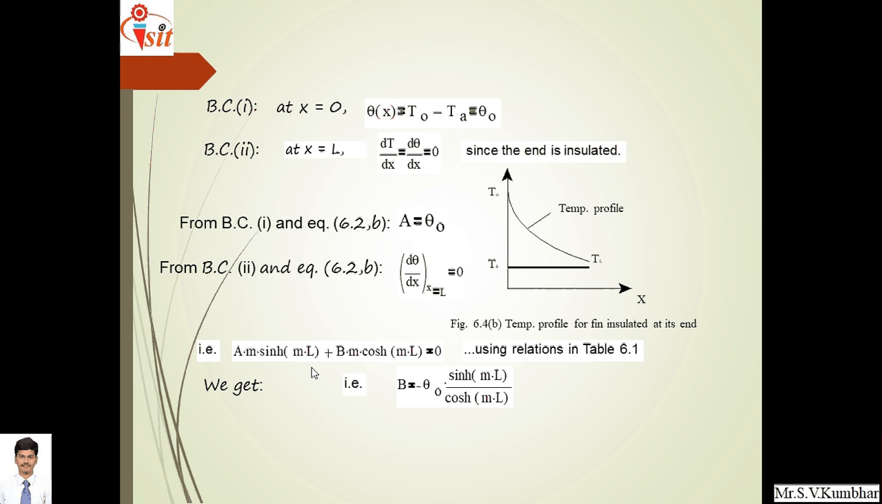Now there are two constants, which means we will require two boundary conditions. The first boundary condition: at x is equal to 0, T will be Ta. The second boundary condition: at x is equal to L, dT upon dx, that is d theta upon dx, is equal to 0, since one of the ends is insulated. From the first boundary condition we get A is equal to theta naught, and for the second boundary condition, d theta upon dx at x is equal to L is equal to 0, we differentiate theta with respect to x and put x is equal to L. After that we get B as minus theta 0 sin hyperbolic ml upon cos hyperbolic ml.